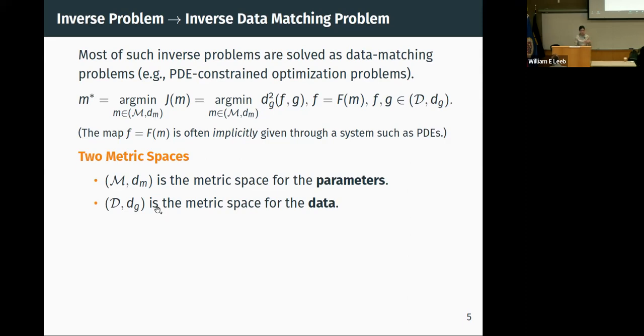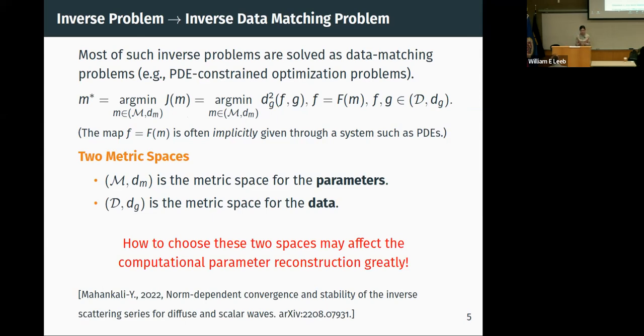These are two particular spaces, and I think they are very important, because when you change D_G, which is the metric space for the data, you change the objective function, you have a different gradient, and you also have a different optimization landscape. And when you change D_M, you also have a different gradient, a different gradient flow or different trajectory, and that can also change a lot of things. So the main message of my talk today is to emphasize how much changing these two spaces can affect your optimization performance.